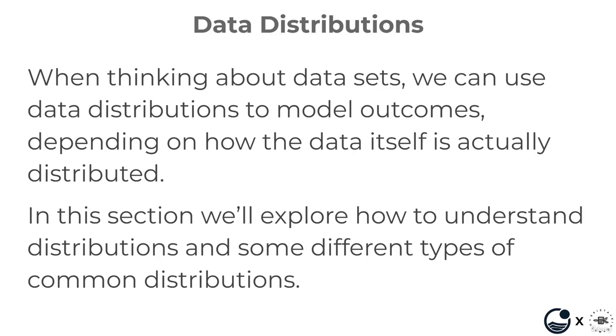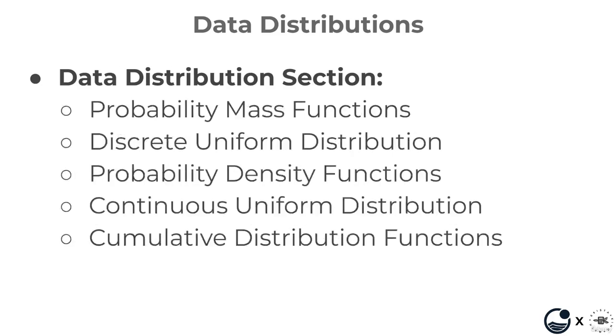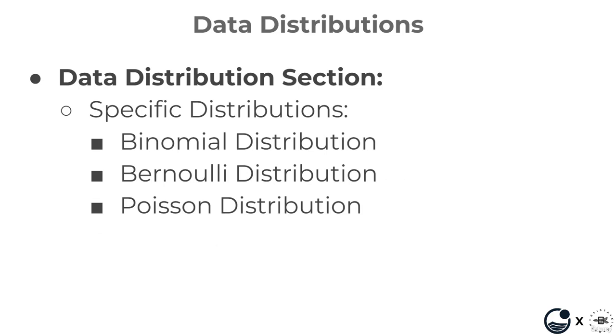In this section, we're going to be exploring how to understand distributions and some different types of common distributions. So we're going to start off with some higher level ideas behind data distributions, including probability mass functions and discrete uniform distribution as an example of a PMF or probability mass function. And then we'll discuss probability density functions and the continuous uniform distribution as an example of a PDF or probability density function. Then we'll also talk about cumulative distribution functions. After that, we'll take a quick tour of some specific distributions like binomial distribution, Bernoulli distribution, and Poisson distribution.